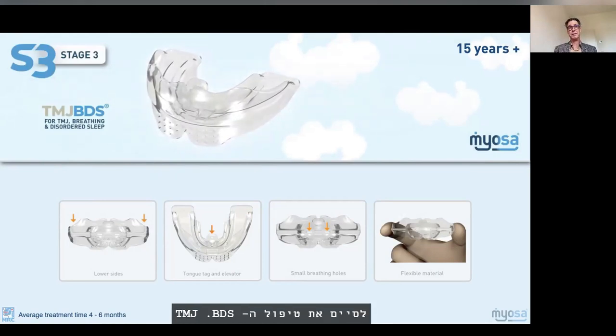TM joint BDS treatment. All the appliances, S1, S2, and S3, are worn nighttime and 1 to 2 hours per day, in adult cases, in patients 15 years plus.